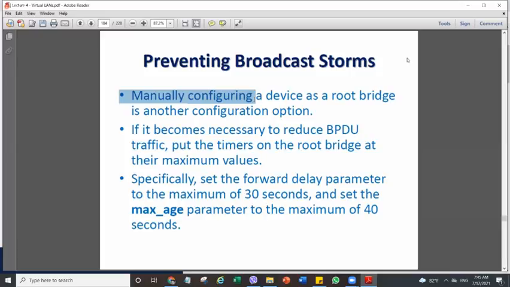Then eventually the spanning tree will be stabilized as you require. However, here the focus is introducing the manual configuration. It becomes necessary because it is possible to reduce the BPDU traffic. So the manual configuration approach is also there.